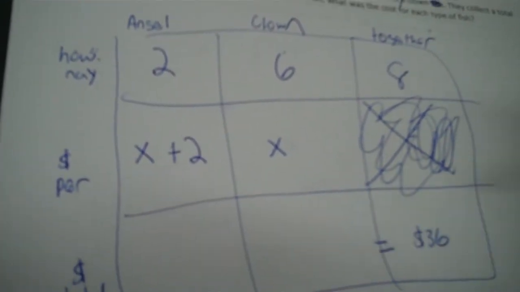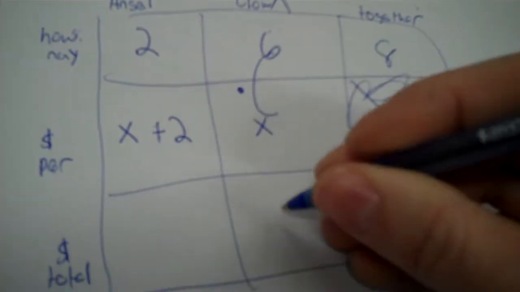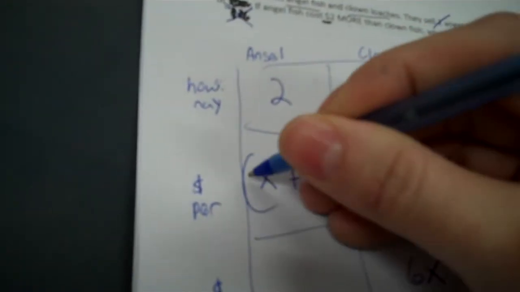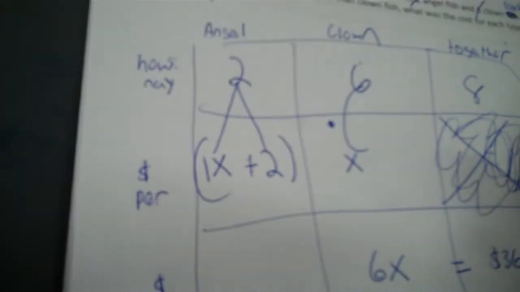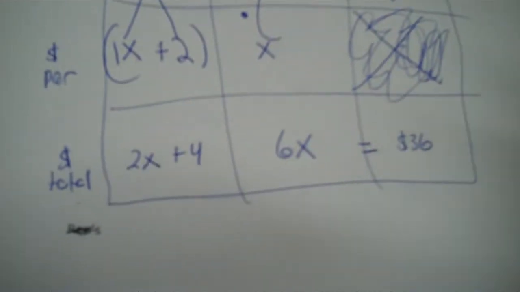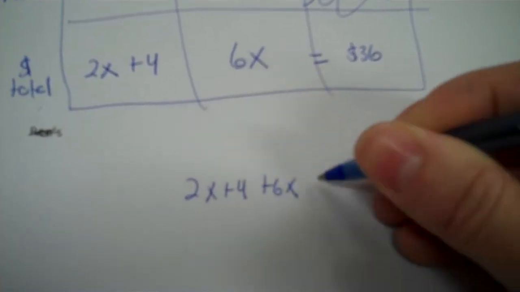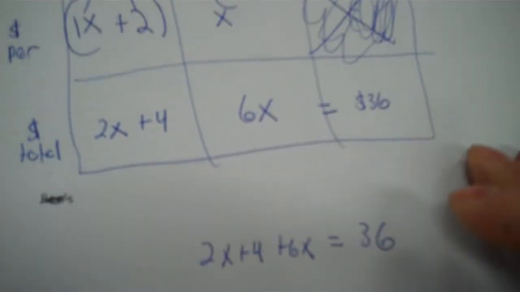Okay, now here's what I do. So how many clown loaches? You bought 6, but you don't know how much they were. So you take 6 times X. That's 6X. Now here I make a parentheses, and I distribute 2 to 1X and 2 to 2. So 2 times 1X is 2X, and 2 times 2 is 4. So the equation is 2X plus 4 plus 6X equals 36.